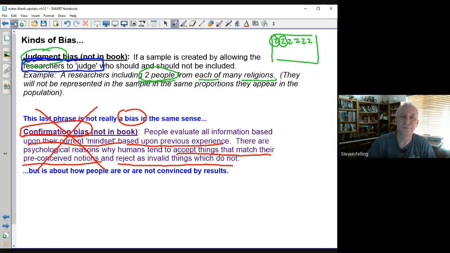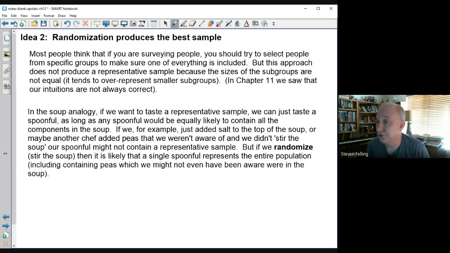All right. So how can we choose a good sample that doesn't suffer from bias, right? Well, it turns out that we need to use random processes, because people are really bad at doing things that are representative or random. Most people think if you're surveying people, you should select people from specific groups to make sure one of everyone is included. But we already talked about how, like with the religion example, that's not a good idea, right?